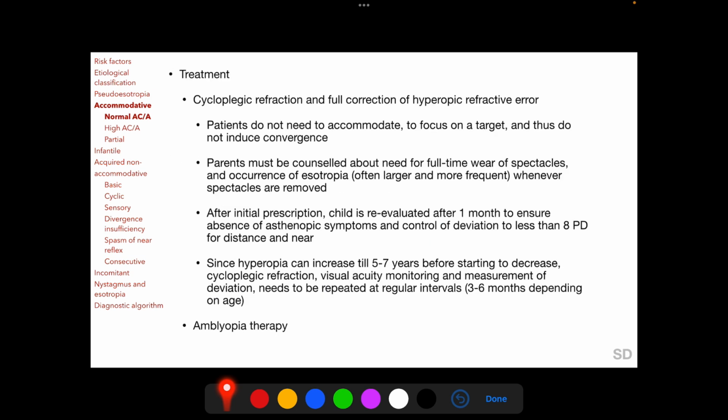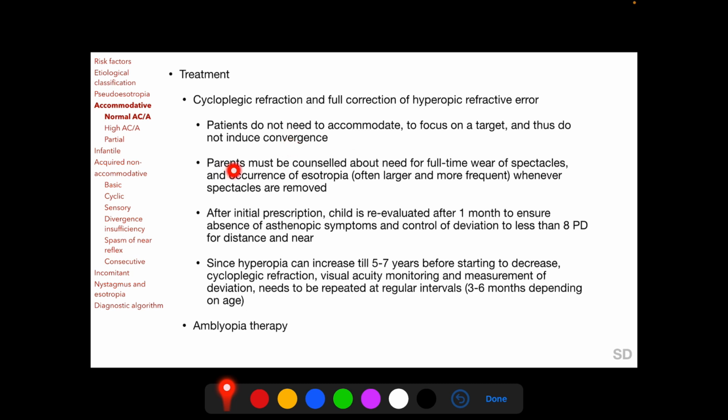Since accommodative esotropia with normal AC by A ratio occurs due to a high hyperopic refractive error, treatment of this condition is cycloplegic refraction and full correction of this hyperopic refractive error. With full correction of this hyperopic refractive error, patients no longer need to accommodate to focus on a target and thus do not need to induce convergence.